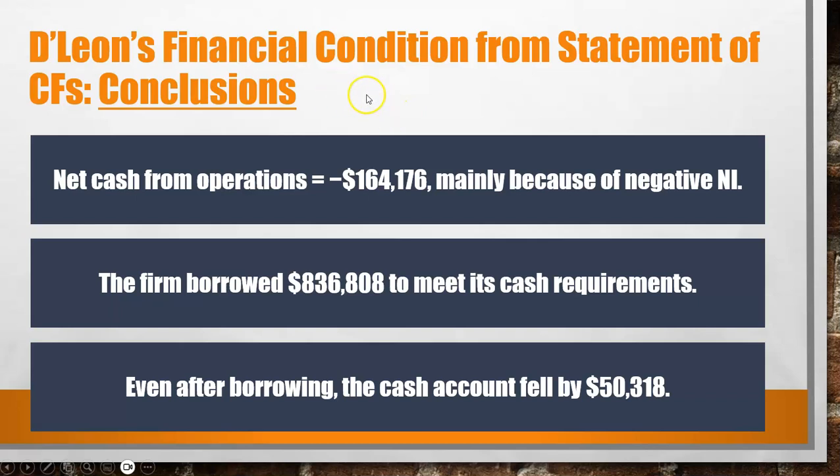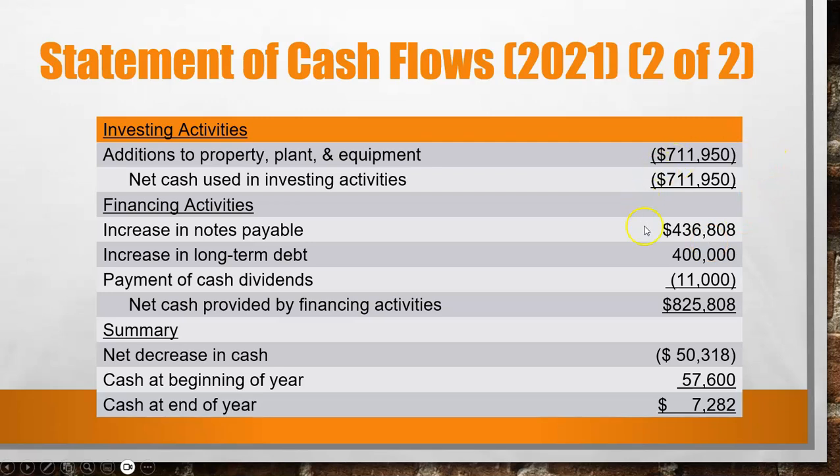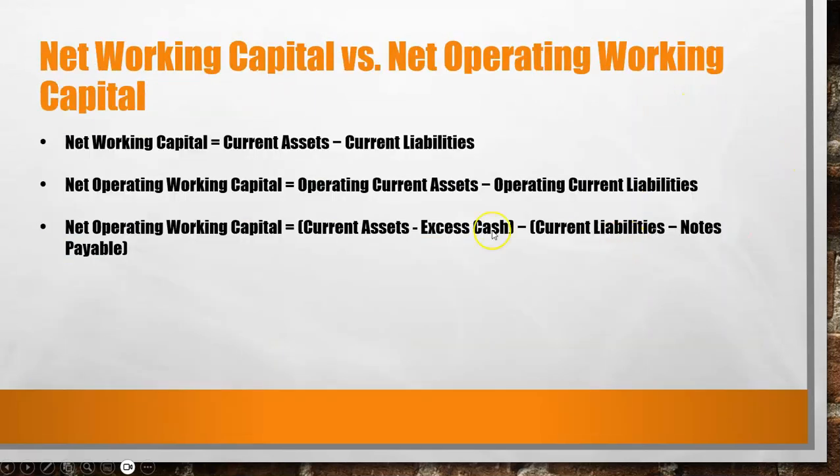So DeLeon's financial condition from statement of cash flows conclusions. Net cash from operations was negative 164, mainly because of negative net income. The firm borrowed $836,000 to meet its cash requirements. Even after borrowing, the cash account fell by $50,000. And we saw most of that borrowing was to add to property, plant, and equipment.